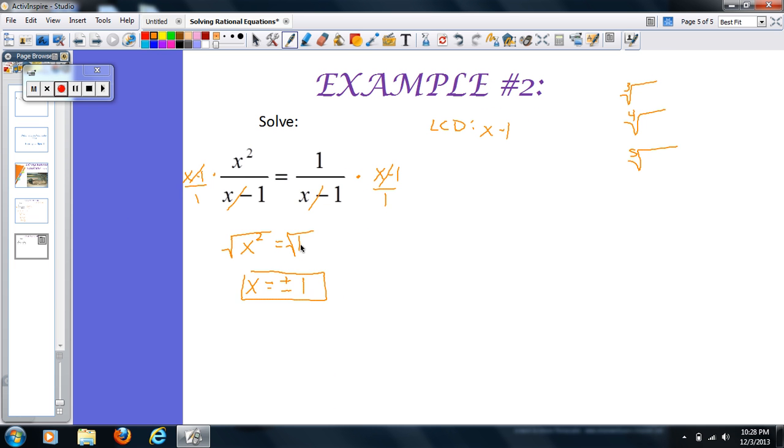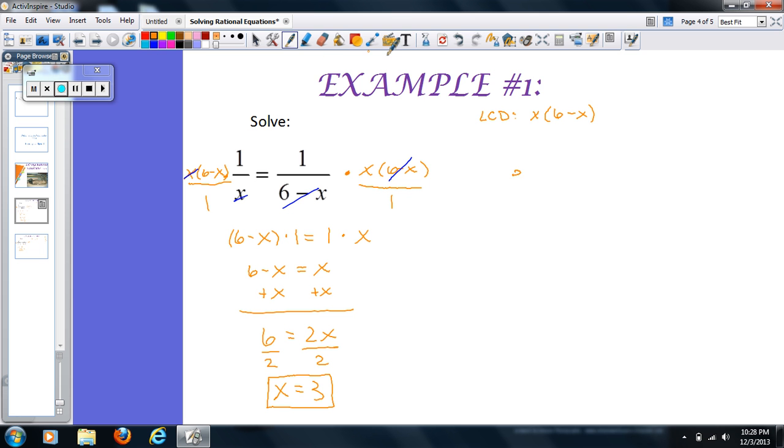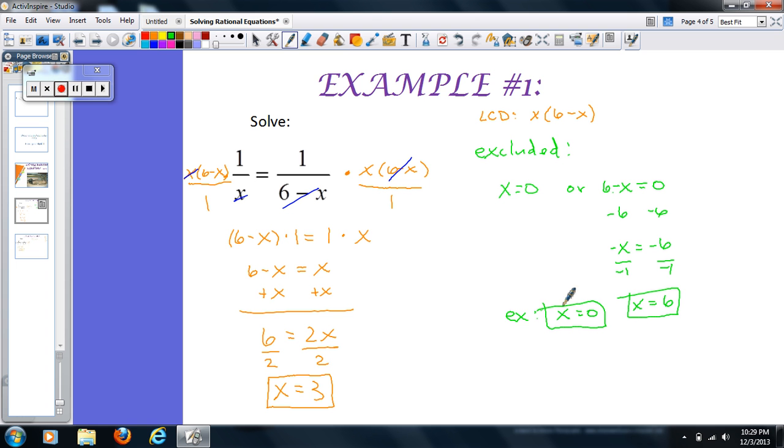Now, and actually I forgot to do something. So let's go back here. Now we have to deal, and actually I'll do it in a different color. We need to deal with our excluded values. Okay? So I have to set x equal to 0 and, excuse me, let me fix that, and 6 minus x equals 0. So now I have to solve this one, so I'm going to subtract 6 to both sides, and I get negative x equals negative 6, divide by negative 1, and I get x equals 6, which tells me that my excluded values then are x equals 0 and x equals 6. Okay, now my answer was x equals 3.